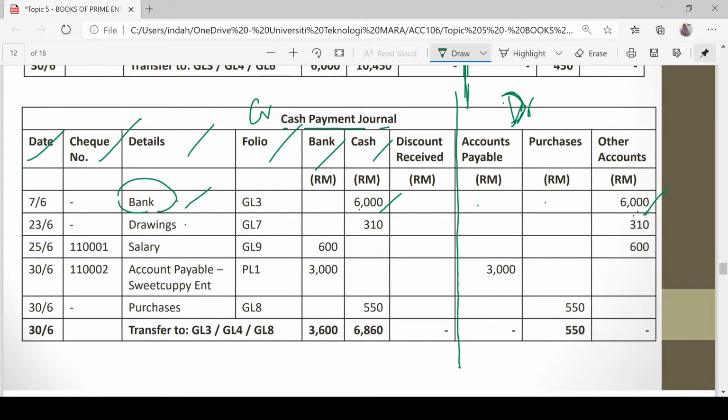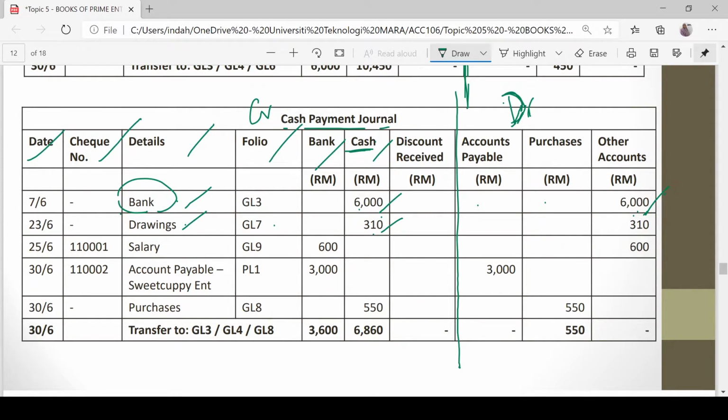And then Puan Laila took money of 310. So she took cash, and again we are going to record under cash 310, the amount of money that Puan Laila took. So why drawing? To indicate that the owner took the money. And then I assign GL7 for the drawing account.